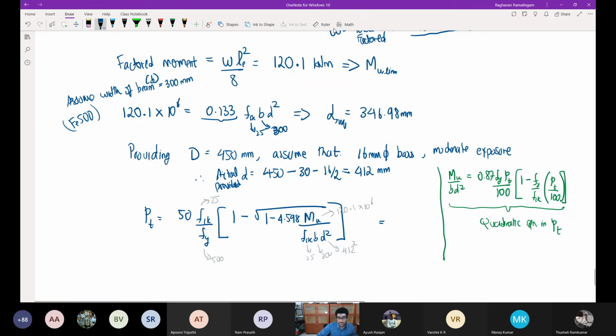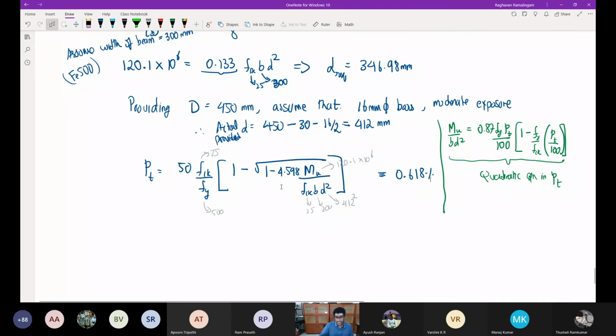Yeah, somebody found something. 0.6, how much? 0.618, 0.62%. Yes, sir. Okay, so I'm going by what you say. Somebody else, if you get a different number, please tell me. So this is Pt, and of course you can always check it with the Pt limit.